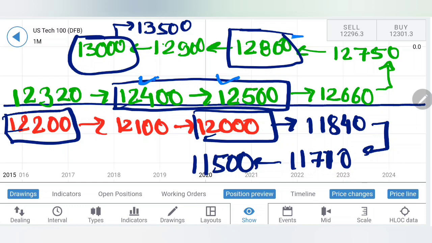And then the next level is 12,800, which you should watch out for. Beyond that we may see 13,000, and beyond 13,000, the sky is the limit. 13,500 levels will be seen.